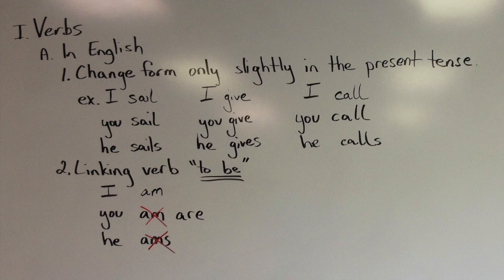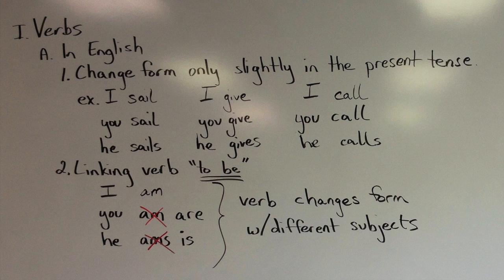The verb to be, because it is irregular in English, is going to have a lot more change from subject to subject than most other English verbs. So we know that instead of saying you am, we say you are. We know that instead of saying he am or he are, we say he is. So the forms of the verb to be in English demonstrate that verb forms can change dependent upon the subject.